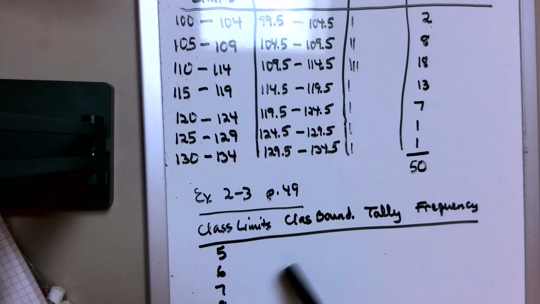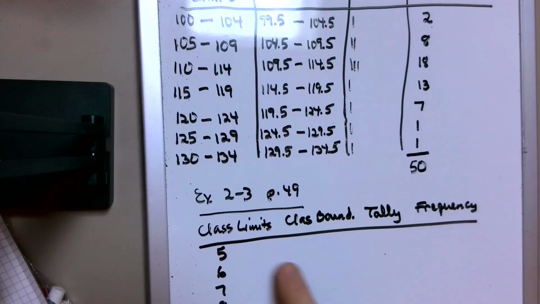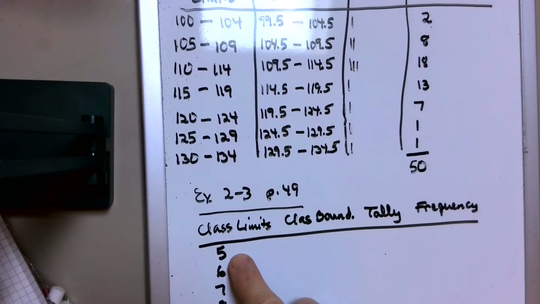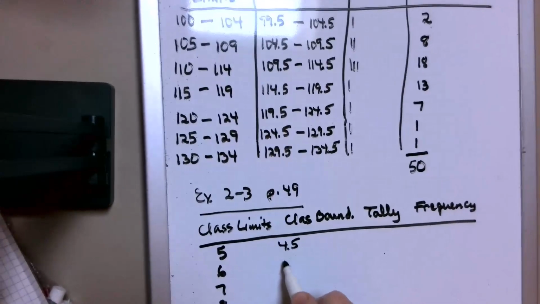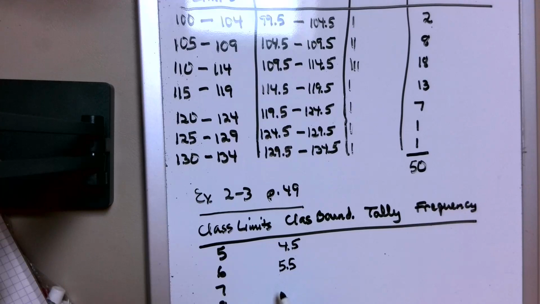And so for the class boundaries, again, it's going to end in 0.5, and it's going to be one more decimal place than the original data. So we're going to subtract 0.5 from 5 since it's a whole number, and that's going to give you 4.5. And from 6, we're going to subtract 0.5, which gives me 5.5. From 7, subtract 0.5, which gives me 6.5. From 8, subtract 0.5, which gives me 7.5. Subtract 0.5 from 9 gives me 8.5. And subtract 0.5 from 10, which gives me 9.5.